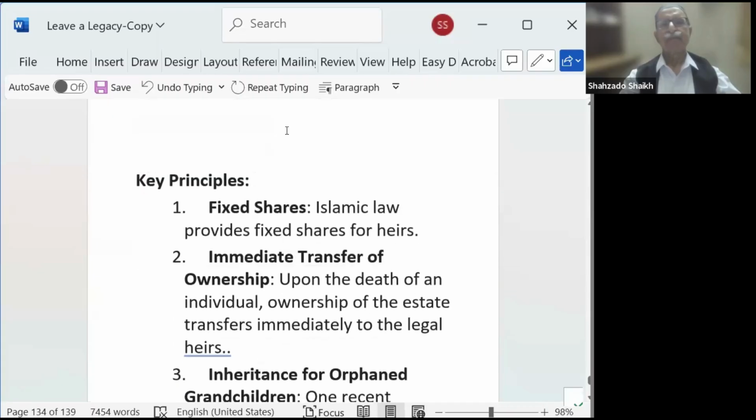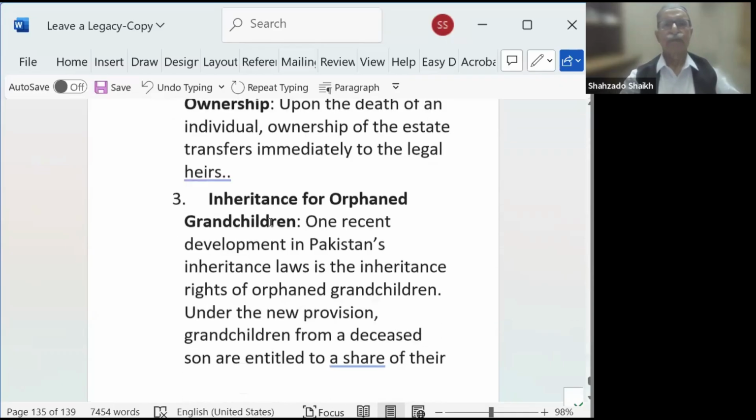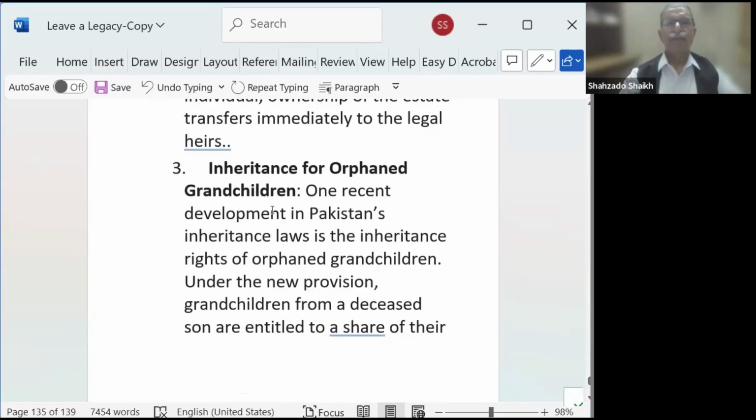Key principles you will already know, and I will not go into those details. Immediate transfer of ownership on the basis of the inheritance certificate, on the basis of the share given in the inheritance certificate. For example, a widow can get the property transferred directly in her name. If it is in the will, on the basis of that, if the probate is allowed, she can do that. So these are very important things.